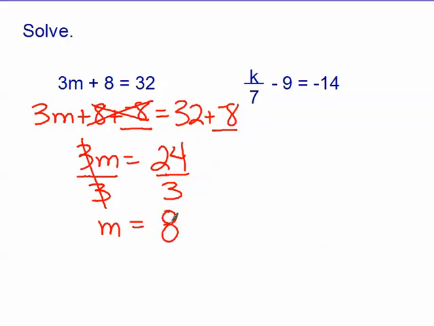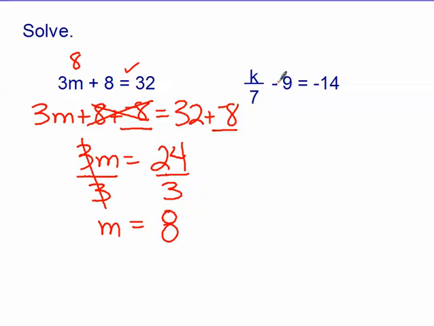If I plug this 8 back into the original problem, 3 times 8 is 24, plus another 8 gives us 32. So it works. Now in this one we have a divide by 7. The only thing that will make a difference is the last part. Here we did a multiply by 3, so I did a divide by 3. Here I have a divide by 7, so I have to do a multiply by 7 to get rid of it. But everything else is still the same.